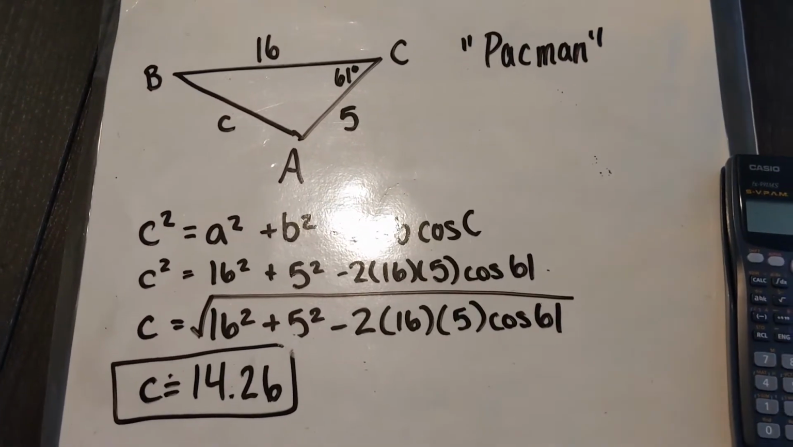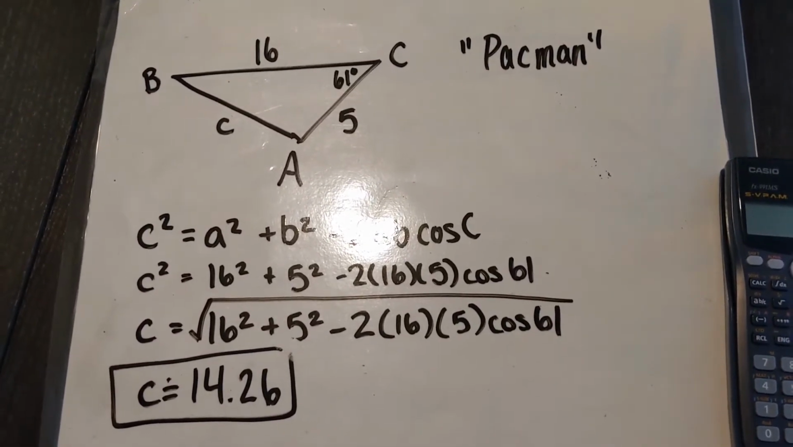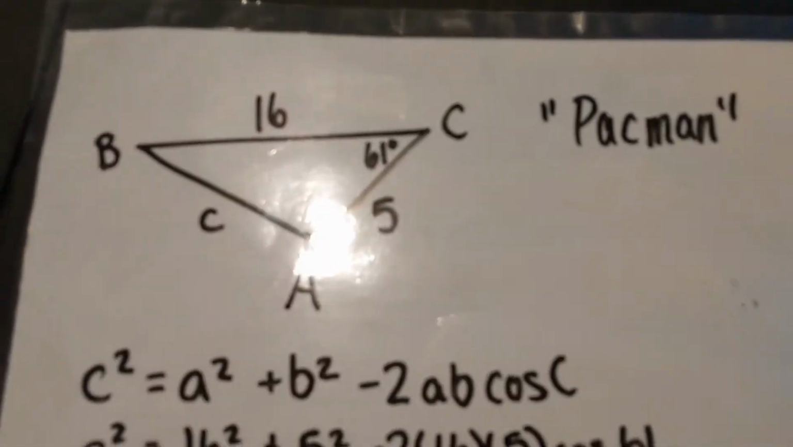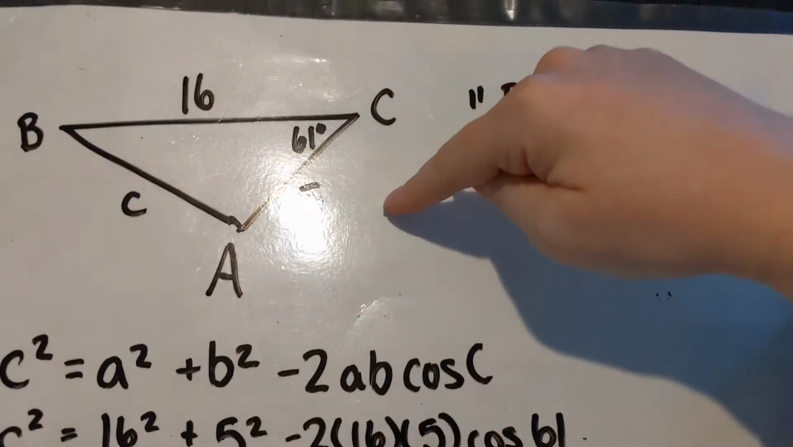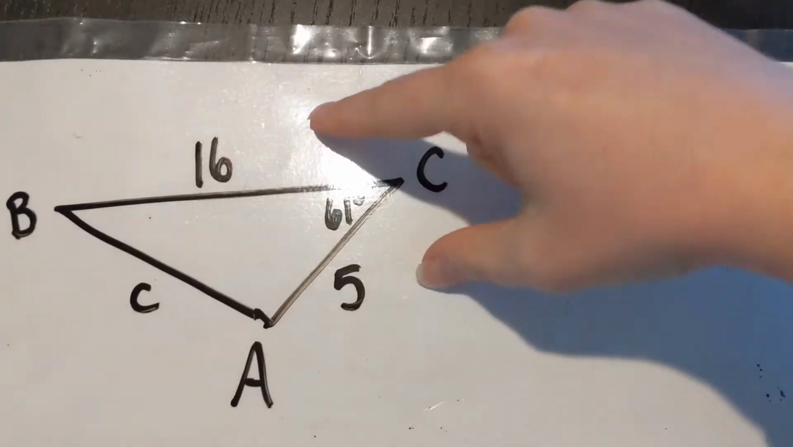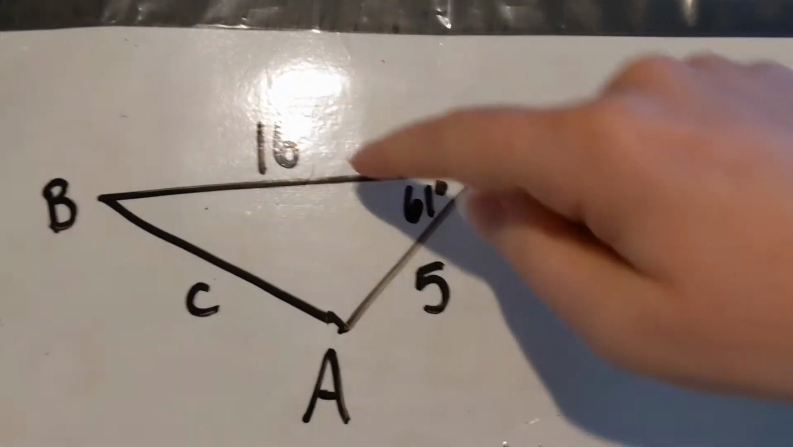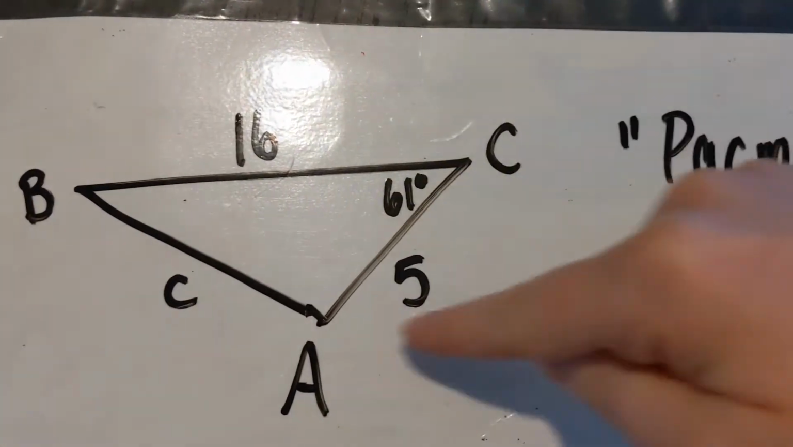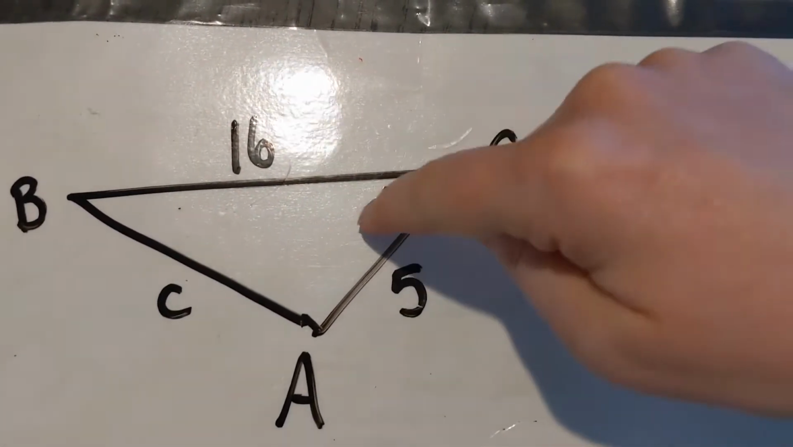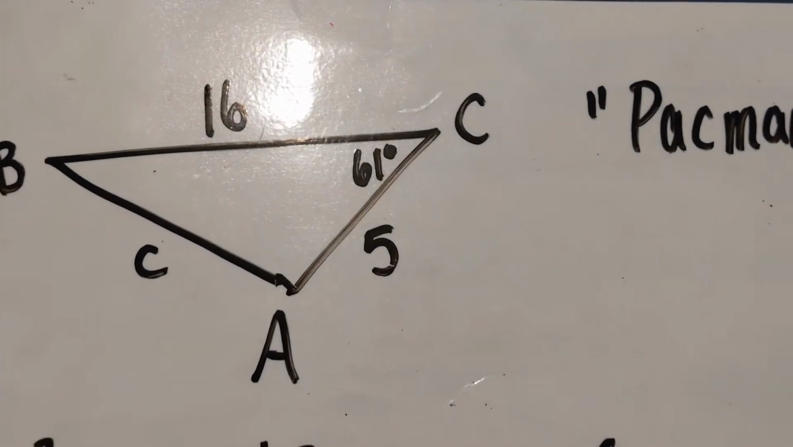Here's an example of using the cosine law to find a side length. This is a situation where you know side, angle, and side. So you have the two sides and the angle that's in between. I call this one Pacman to keep it straight, because you have this side and this side, which looks like Pacman's mouth eating the angle that's inside.